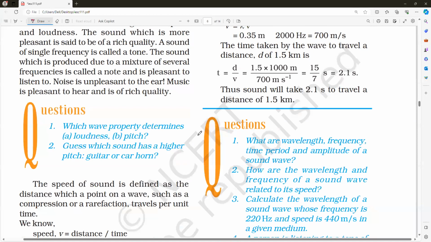Next. Which wave property determines loudness as well as pitch, they are asking. So loudness means how loud it is. Loudness is determined by what? I have already taught you. Loudness is related to amplitude. Pitch is related to what? Frequency.